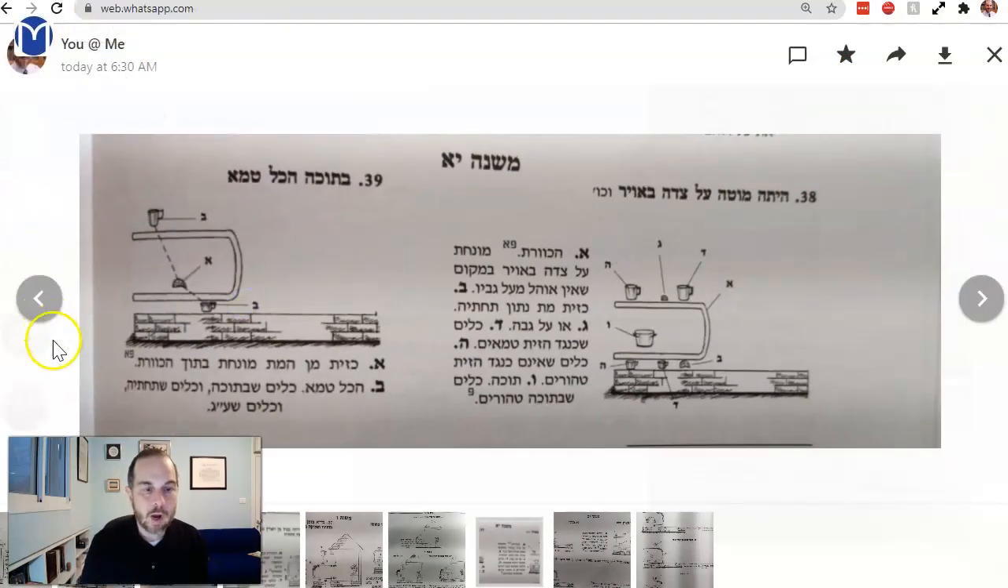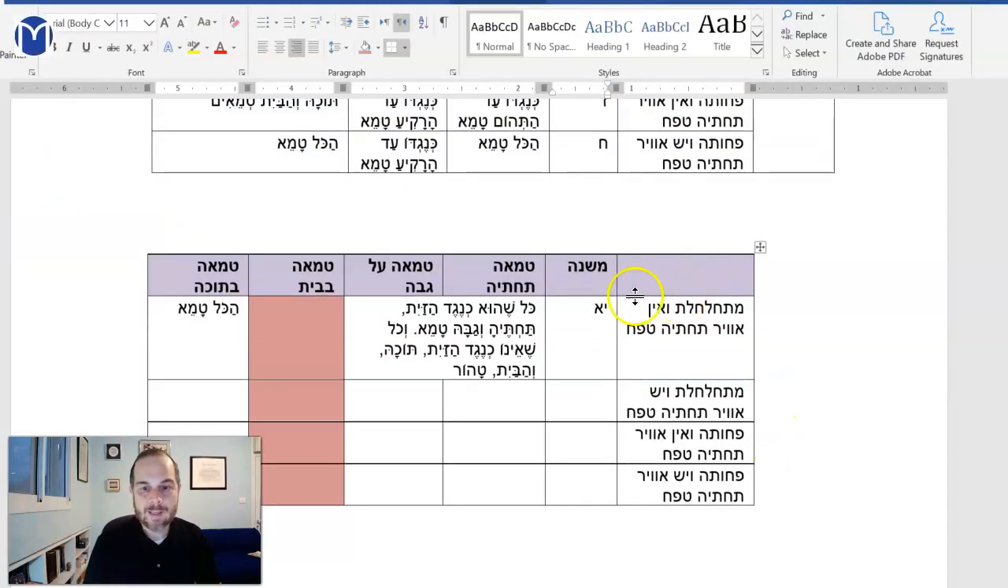So we could just fill in this chart. Mitchalchelet, we're going to see it's mitchalchelet, and there's no avir. If it's tachtea and above, kol shehu keneged hazayit tachtea v'gaba tameh. V'chol she'eno keneged hazayit tocha. We have to remove a habayit to just copy this from above. Tocha tahor. If it's not keneged hazayit, then inside, according to the Bar Tanura, inside is tahor. But if there's tuma inside the kli, hakol tameh. We'll stop here.